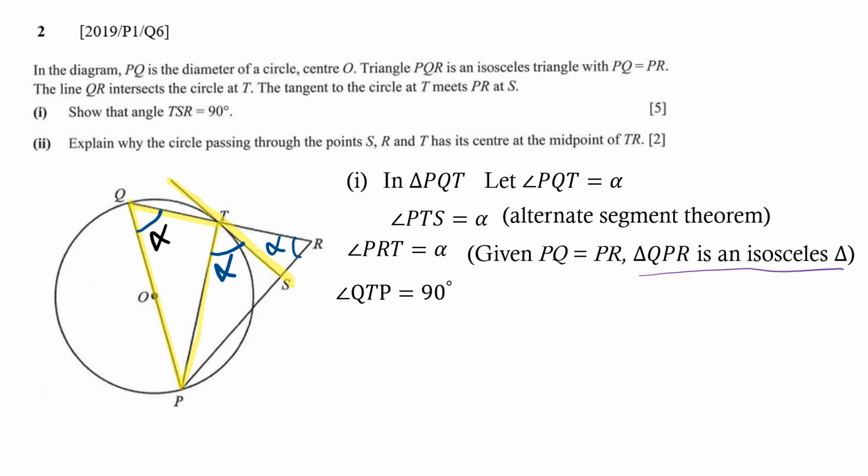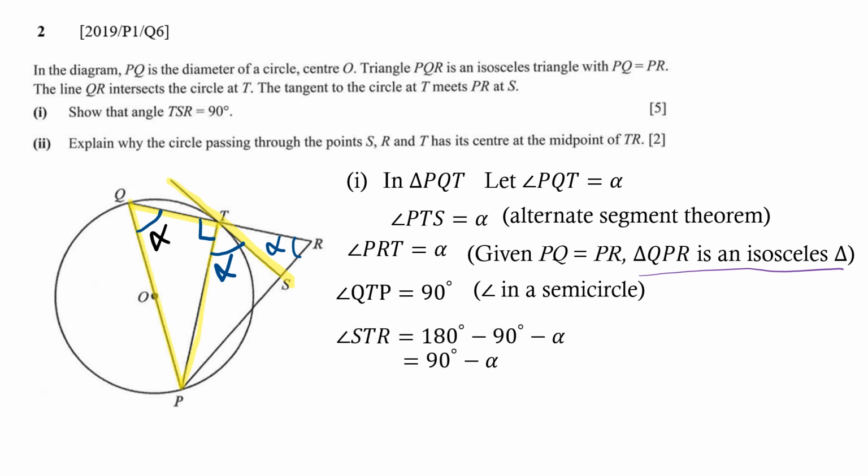Okay, and like what I've explained earlier on just now, your PQ is the diameter, so QTP is 90 degrees, angle in the semicircle. All right. Okay, then what do we need to do next? Yes, we need to find STR. So STR will be 180 minus 90 minus alpha, angle sum on the straight line. So this small little angle here is 90 minus alpha.